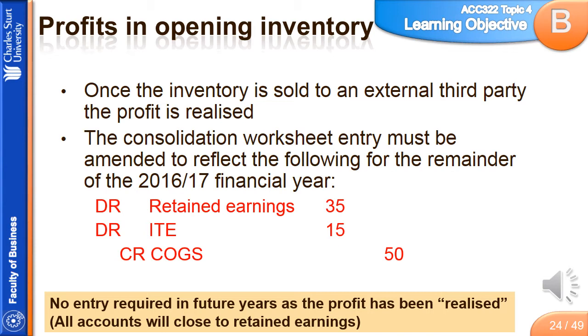So looking at the second and third entry there, the COGS, because when the parent sold the inventory they would have debited COGS $150. So by crediting COGS $50 we're reducing it back down to $100, and the income tax expense is related to the tax effect now realised. So this has changed slightly from if the inventory wasn't sold.